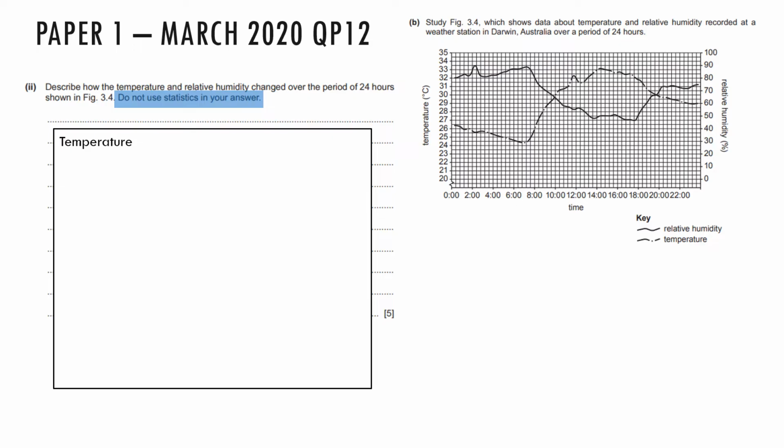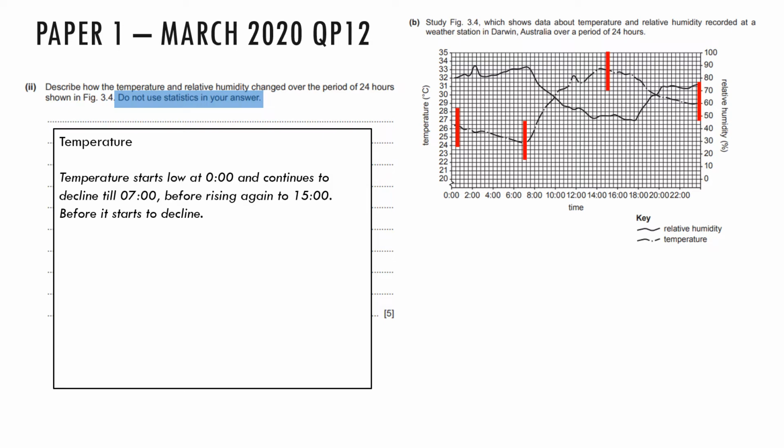So if we take temperature, what I would be tempted to do is divide up the graph into various sections. So in this case, periods when it declines and periods when it increases. And then once you've got that, it's much easier to describe. Although you can't use data, you can still use the x-axis, and in this case it is time. So temperature starts low at midnight and continues to decline until 7 o'clock in the morning, before rising again to 3 o'clock in the afternoon, before it starts to decline again.